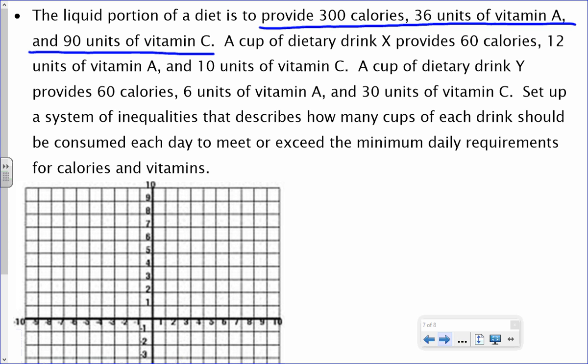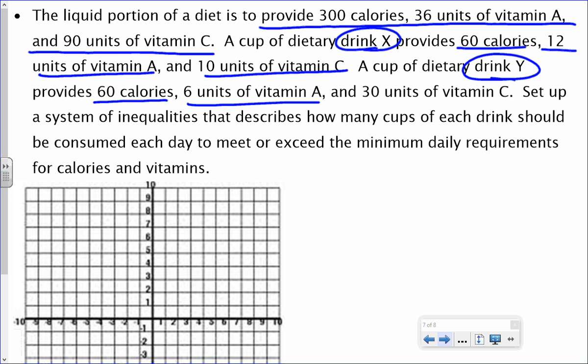Does that make sense? A cup of dietary drink X provides 60 calories, 12 units of vitamin A, and 10 units of vitamin C. A cup of dietary drink Y provides 60 calories, 6 units of vitamin A, and 30 units of vitamin C. Set up a system of inequalities that describes how many cups of each drink should be consumed each day to meet or exceed the minimum daily requirements.